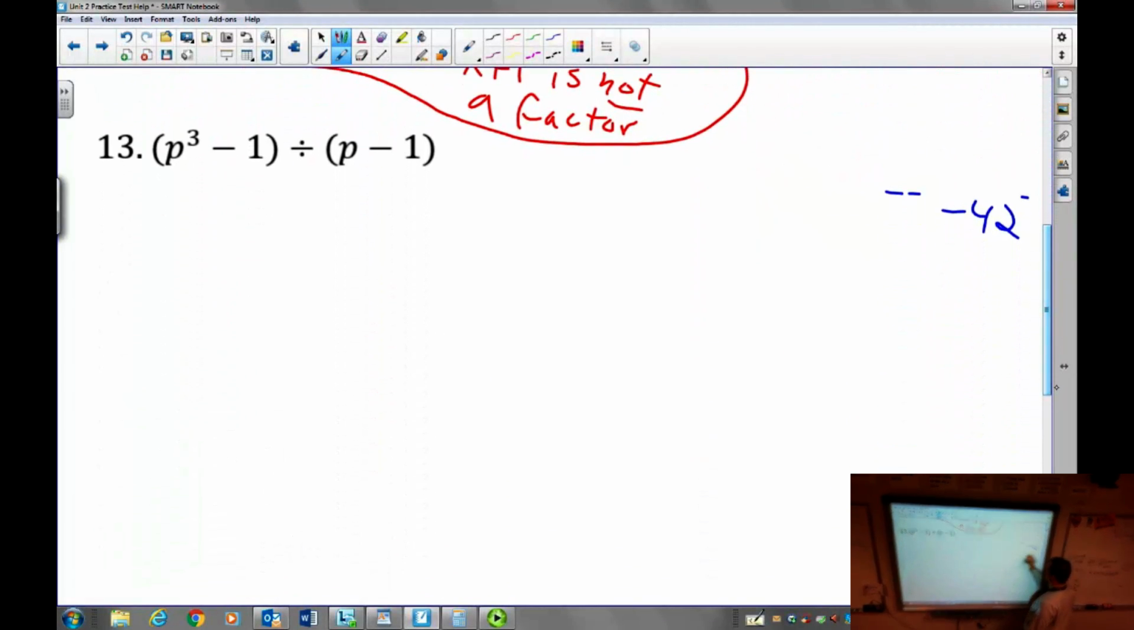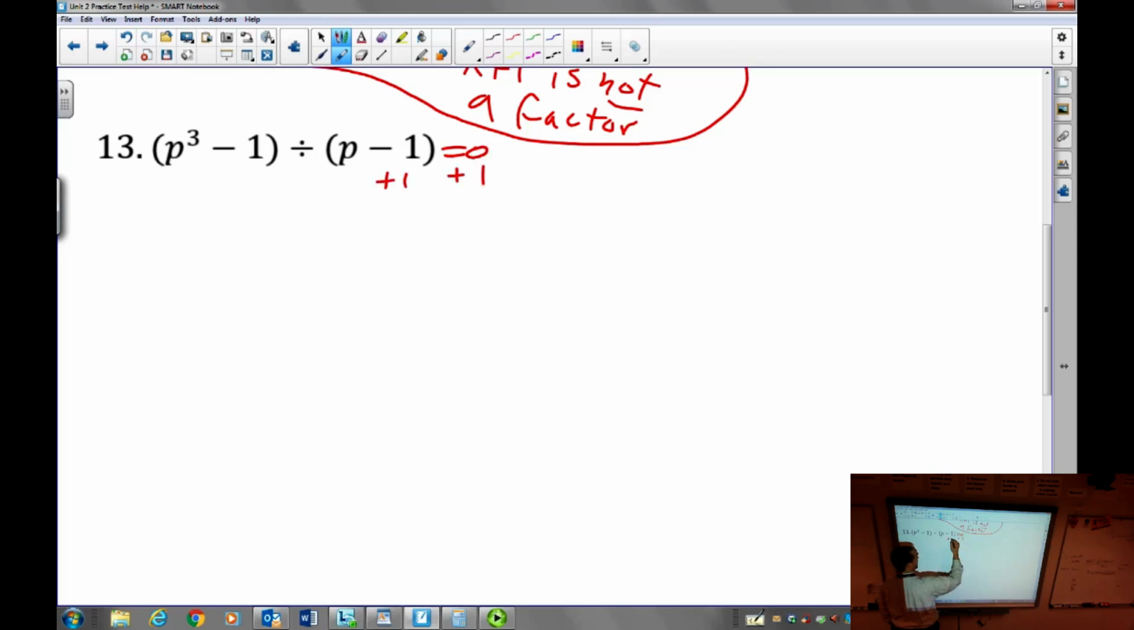So then jumping down here to number 13, lots of placeholders for number 13. So set it equal to 0, add 1 to both sides.